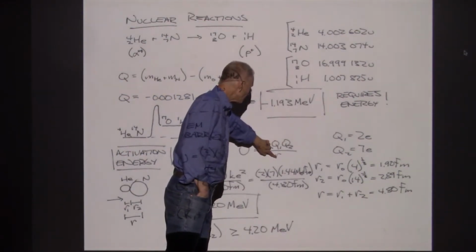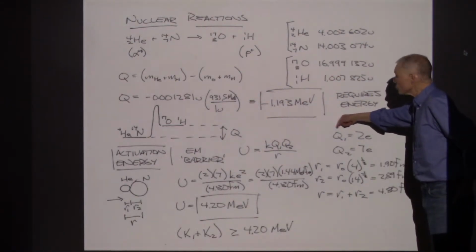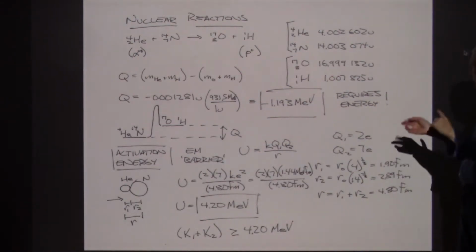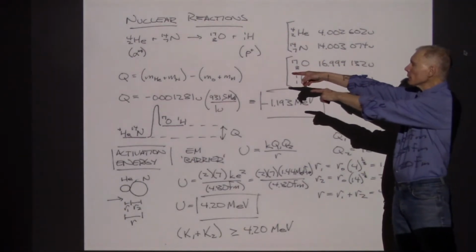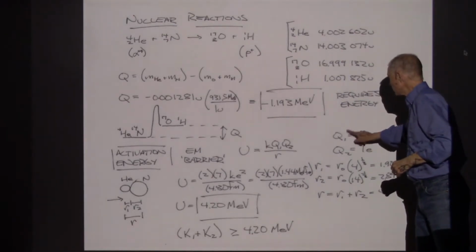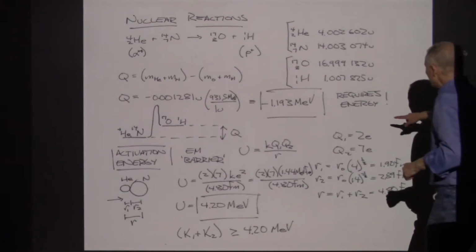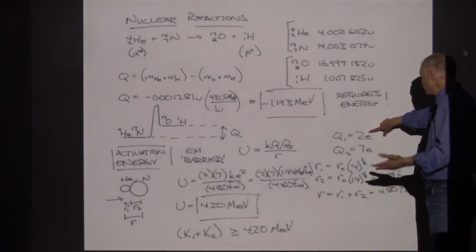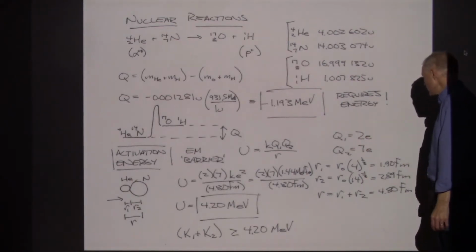K, where K is the electric force constant, times Q1 times Q2 over R. Now, since we're looking at nuclei, the Q's are being used for two different things here. The Q's up there are the missing mass, the kinetic energy release. The Q's here are the charges on the two nuclei. So the helium nucleus has a charge of 2e, and the nitrogen nucleus has a charge of 7e.